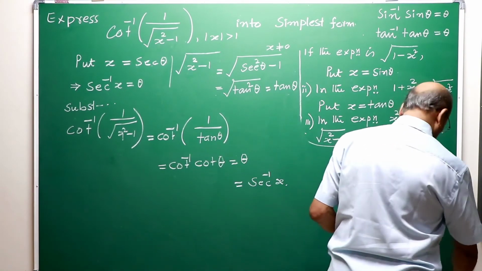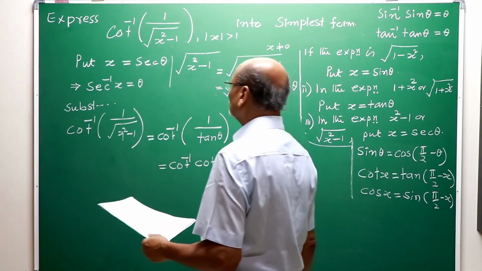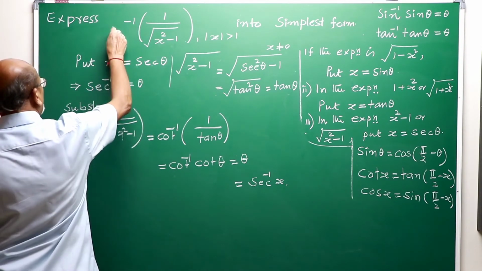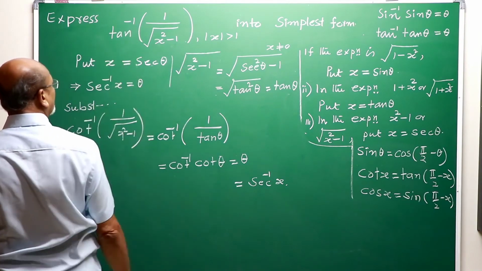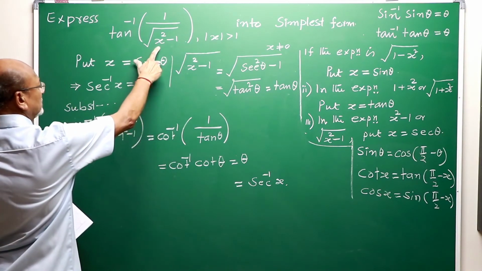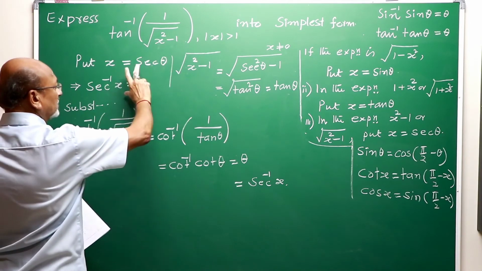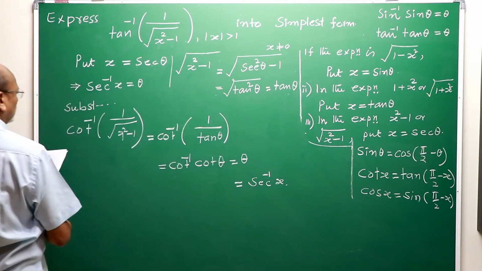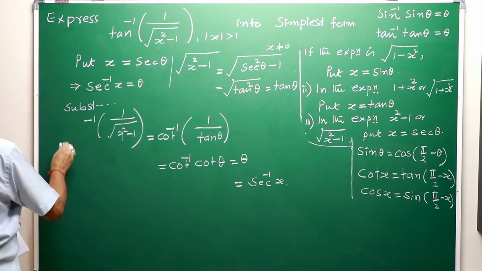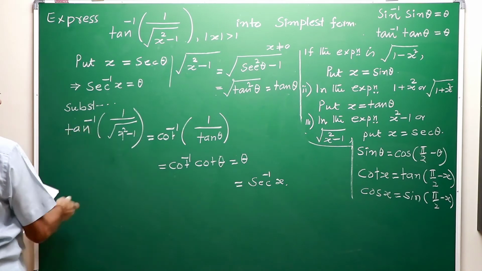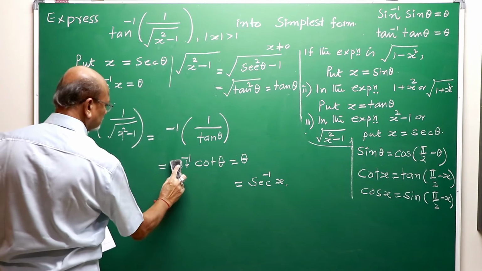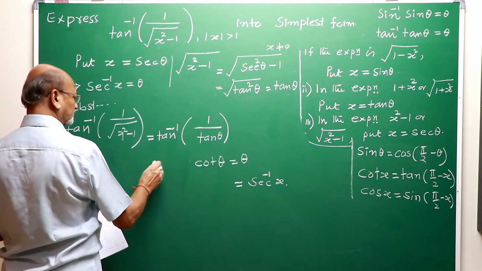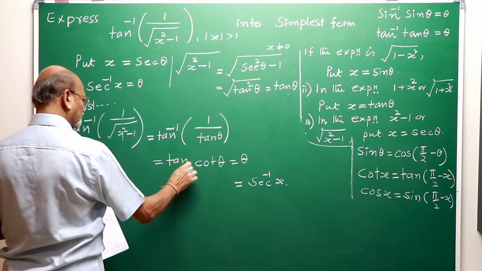Next, my friends, instead of cot inverse, if the question gives tan inverse, that is the only change. Next example is tan inverse. The expression is same, the substitution is same, everything we have done is same up to this point. But what is the change here? Instead of cot, it is tan. Tan inverse.